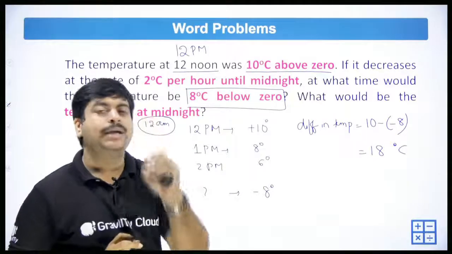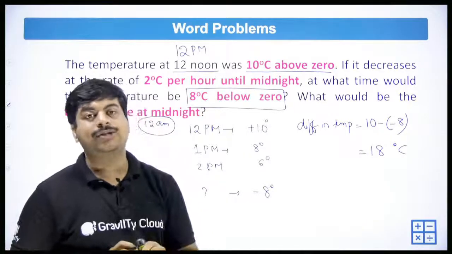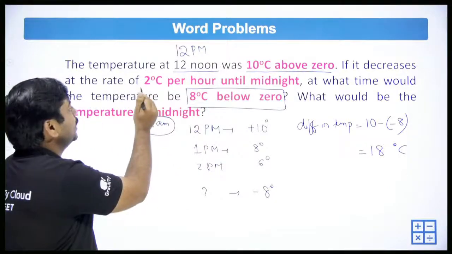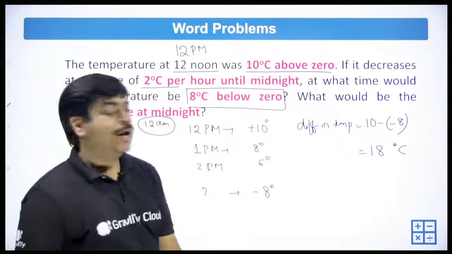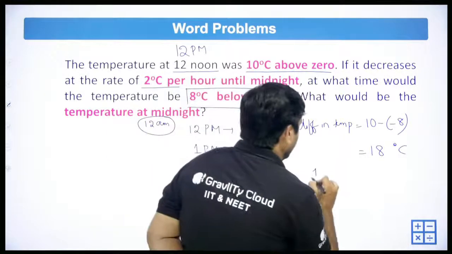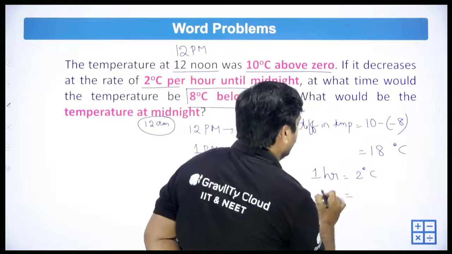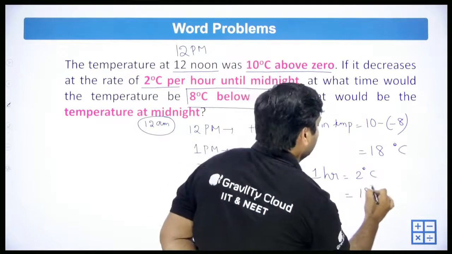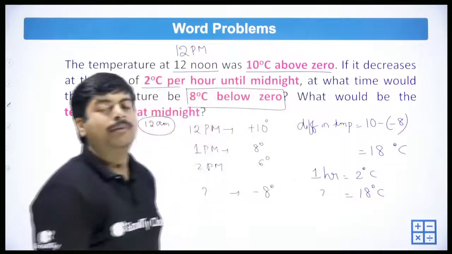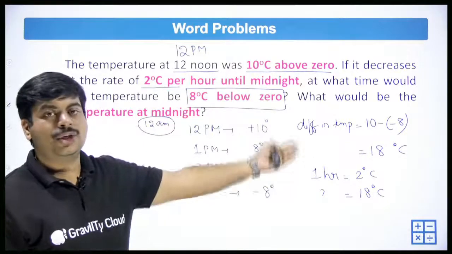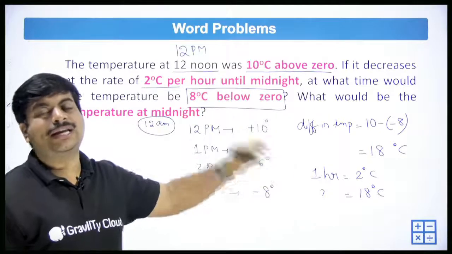But how many degrees per hour is it changing? 2 degrees, right? It decreases at the rate of 2 degrees per hour. So per 1 hour, if you have a change of 2 degrees Celsius, how much time do you need for 18 degrees Celsius? It's very simple. 2 nines are 18, so 9 hours.